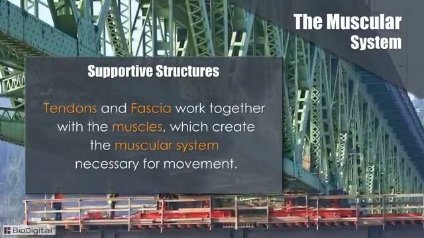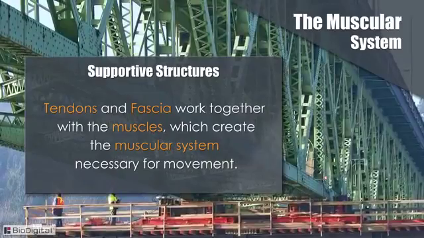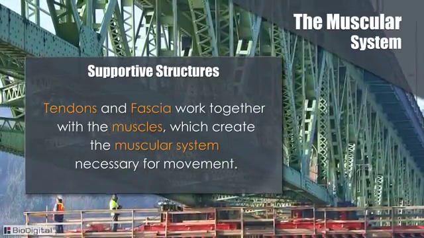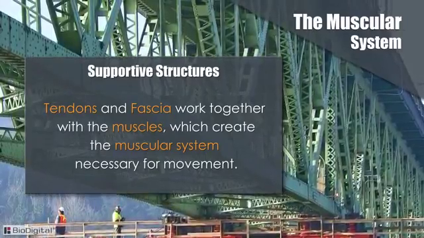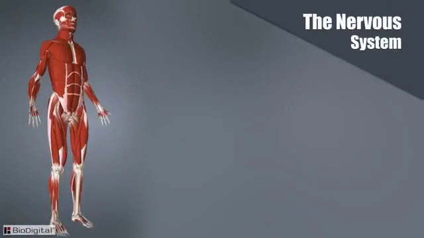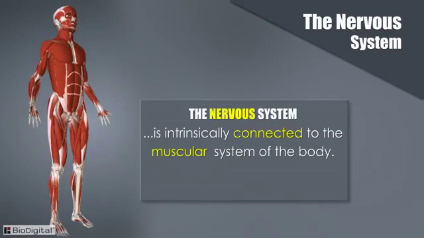Tendons and fascia work together with muscles, which create the muscular system necessary for movement. While not technically part of the same system, the nervous system is intrinsically connected to the muscular system.